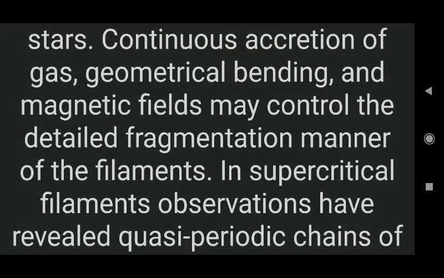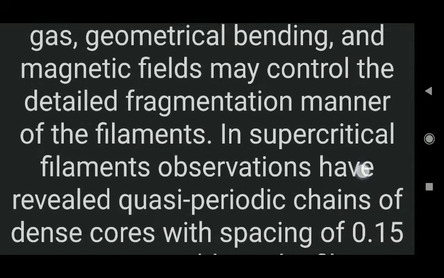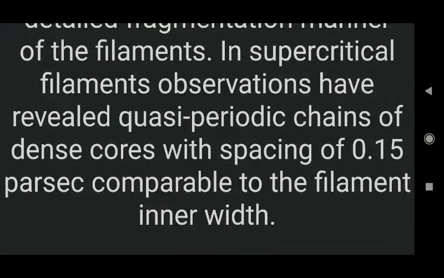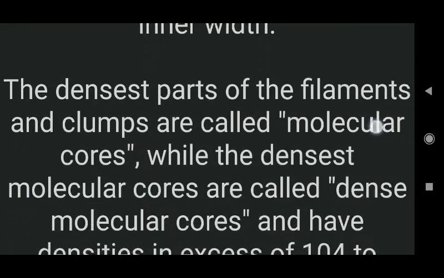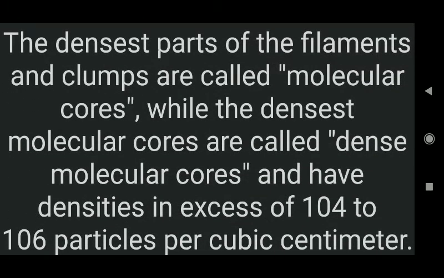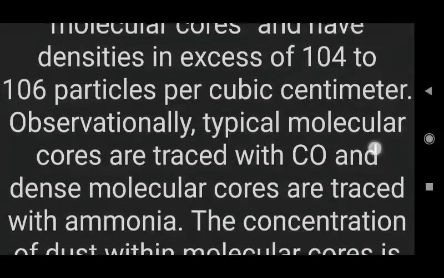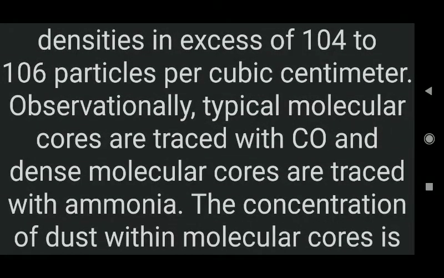Continuous accretion of gas, geometrical bending, and magnetic fields may control the detailed fragmentation manner of the filaments. In supercritical filaments, observations have revealed quasi-periodic chains of dense cores with spacing of 0.15 parsec, comparable to the filament inner width. The densest parts of the filaments and clumps are called molecular cores, while the densest molecular cores are called dense molecular cores, and have densities in excess of 10^4 to 10^6 particles per cc.